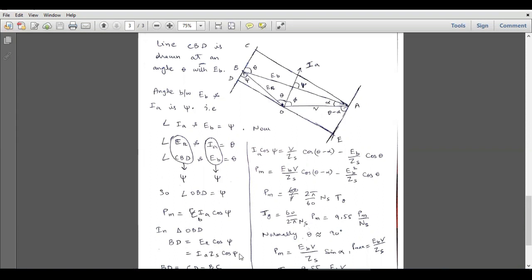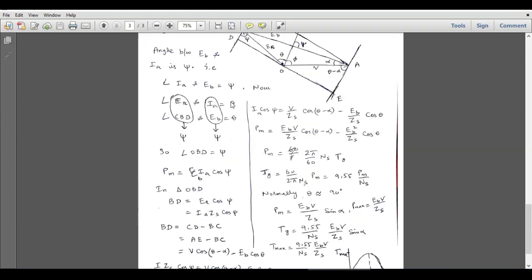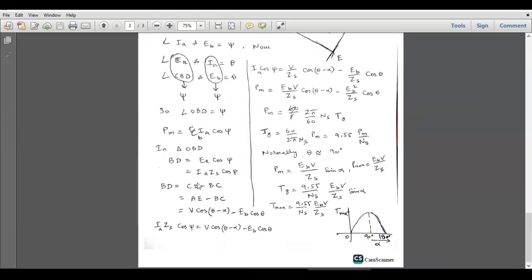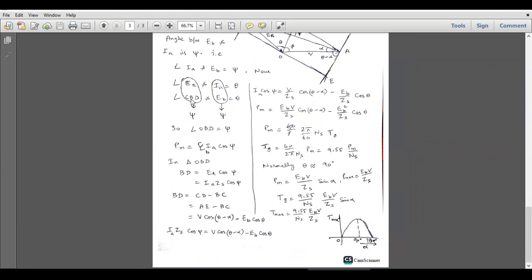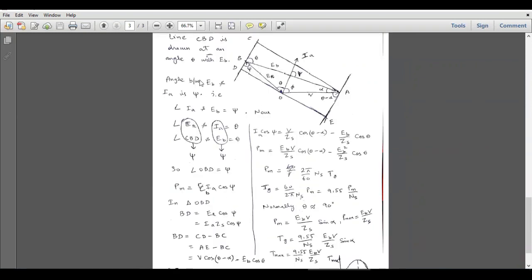So this will become IA ZS cos psi, and this BD is equal to CD minus BC. And CD is equal to AE, since these are the parallel vectors. AE and CD are the parallel vectors. So CD is equal to AE. So this BD will become AE minus BC.